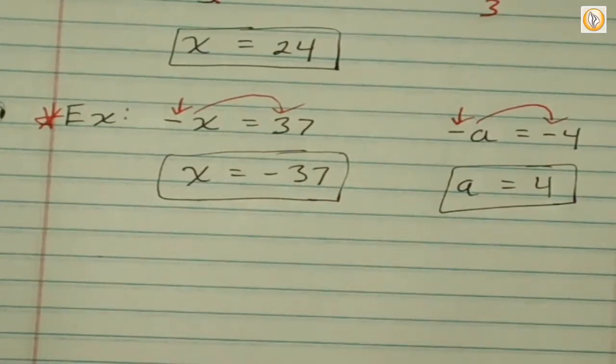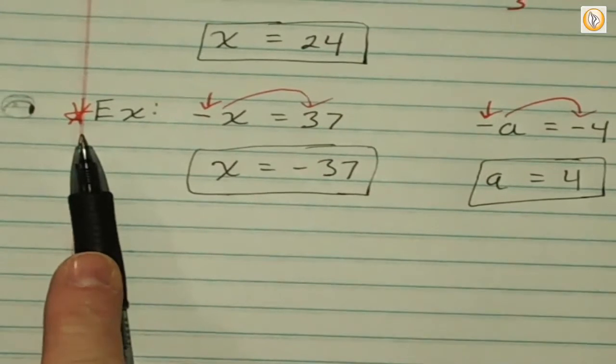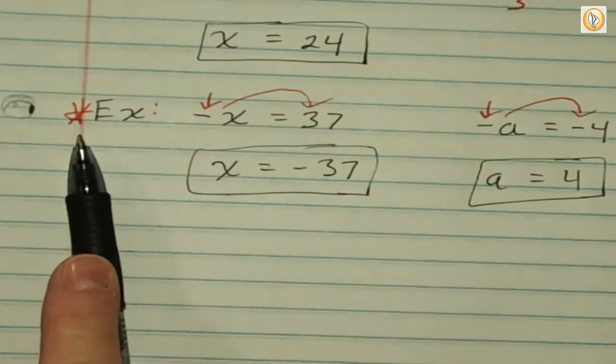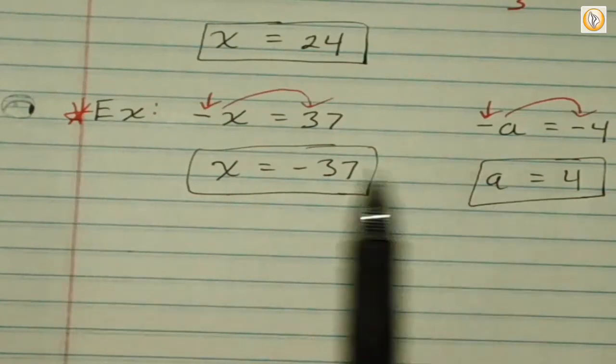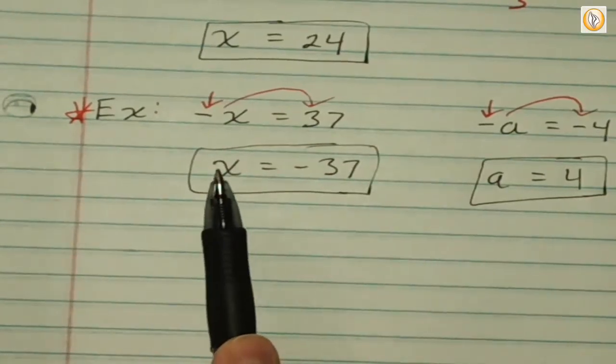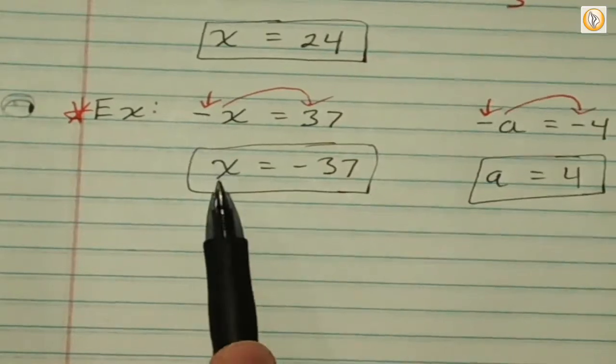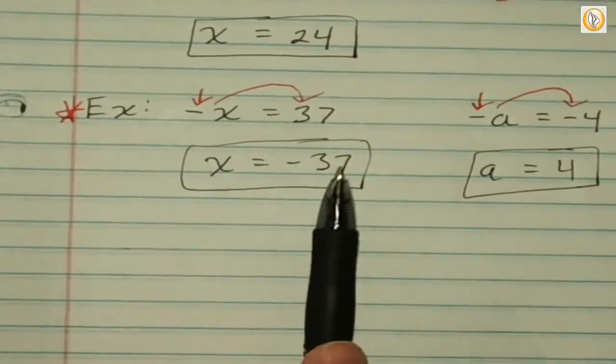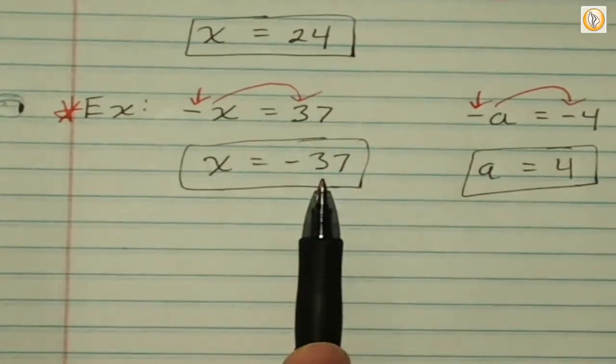Hopefully y'all will never, ever forget the star, Kelly's birthday that wasn't announced, and the fact that you can never have a negative variable. You take away the negative and apply it to the answer on the other side. If this was positive, it becomes negative.